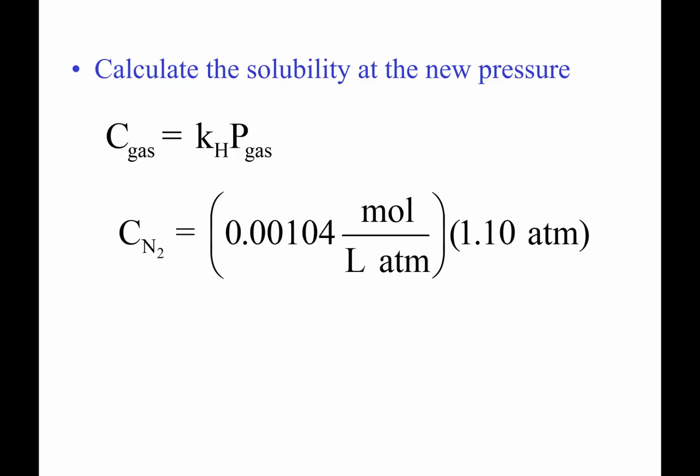So it looks like this. The solubility of nitrogen, C sub N2, nitrogen gas. Henry's law constant, we calculated, 0.00104, units are moles per liter atmosphere. The new, increased pressure is 1.10 atmospheres. Units of atmospheres cancel. We're left with units of moles per liter, which is great. 3 sig figs gives us 0.00114 moles per liter. And that's perfect. And it did increase between the two.